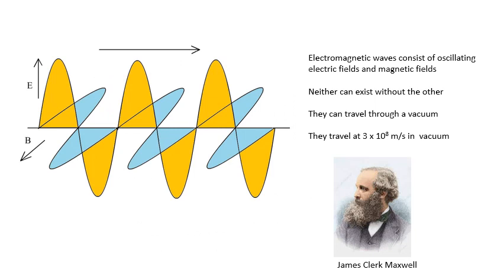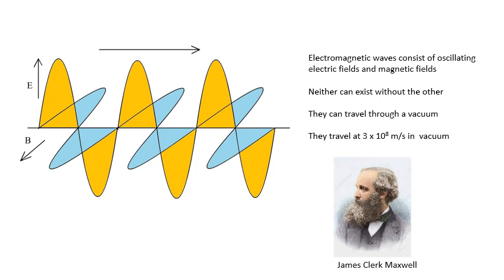Now, electromagnetic waves consist of oscillating electric fields and magnetic fields. And the electric field, E, is at right angles to the magnetic field, B. B, capital B, magnetic fields. In this particular diagram, I've got the electric field as being in a vertical plane and the magnetic field in a horizontal plane. It doesn't have to be like that. It's just on this particular diagram. Neither of these oscillating fields can exist without the other. When you've done more about electromagnetic induction and stuff, you'll understand why.